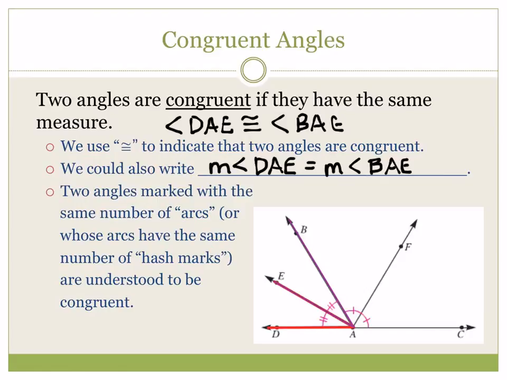Two angles are marked with the same number of arcs or whose arcs have the same number of hash marks are understood to be congruent. So these angles that I marked over here had the two hash marks, but we also have in this diagram two other congruent angles, right? And they're marked with single hash marks. And we don't have any indication in this particular description how the one hash mark angles and the two hash mark angles are related. They could be related, but they don't necessarily have to be.